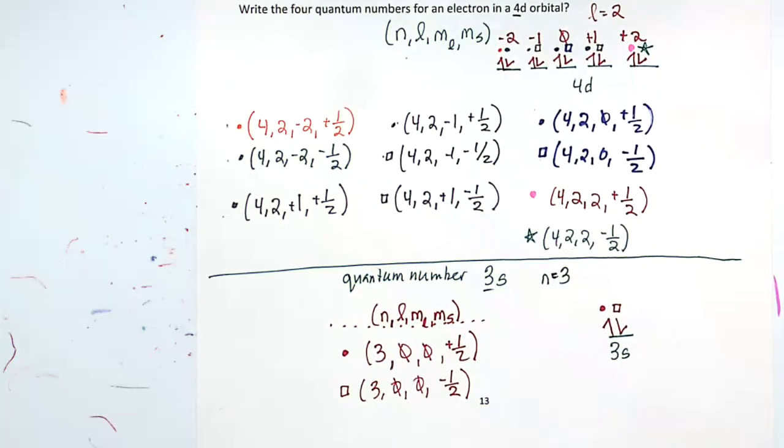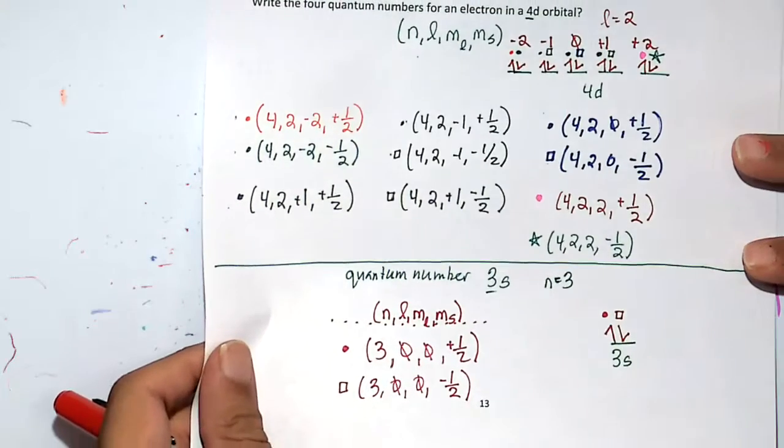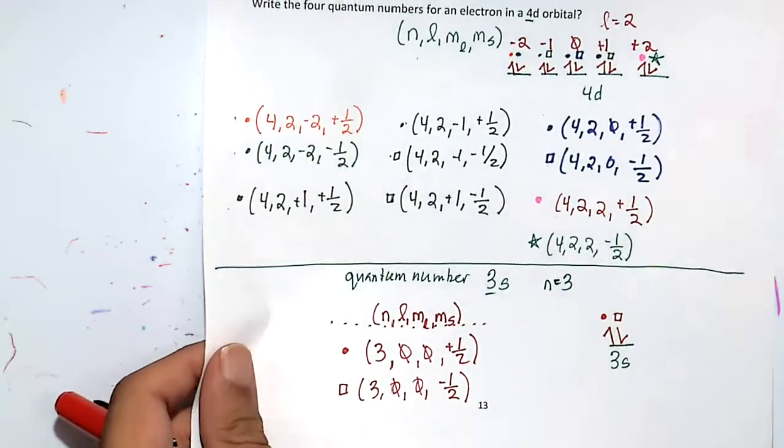So that's what it would be for 3s. I'm sorry, 3s. You can do the same thing for 4s, 5s, 1s, and so on and so forth. All right, so that's how we determine the location, in quotation marks, of an electron. Okay. Now we will wrap up this chapter with electron configurations.